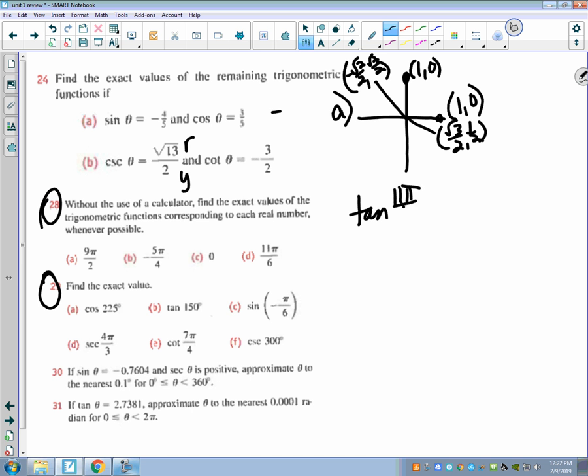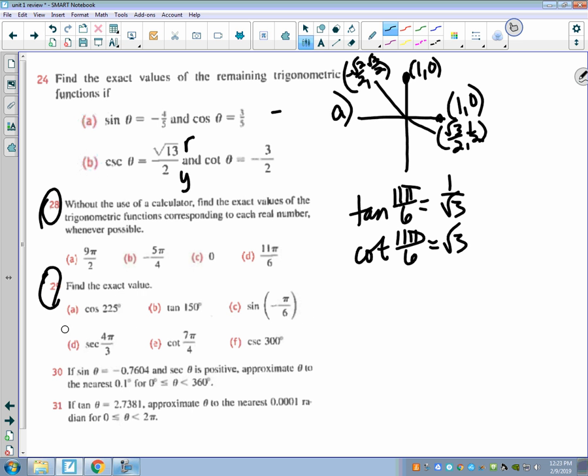So sine is 1/2 on this one. Cosine is square root of 3 over 2, because it's just x and y. Tangent of 11 pi 6 is y over x, so that's 1 over square root of 3. So that makes cotangent square root of 3 over 1. That makes cosecant 2, and secant 2 over square root of 3.